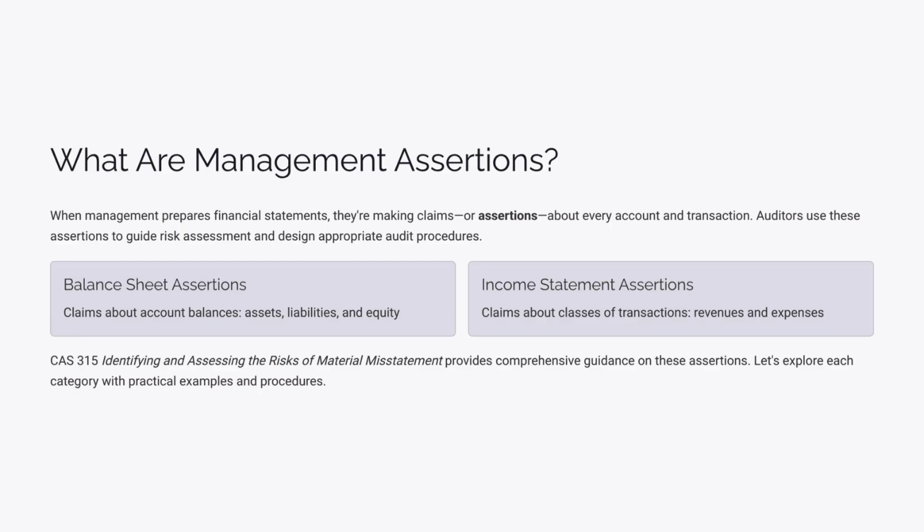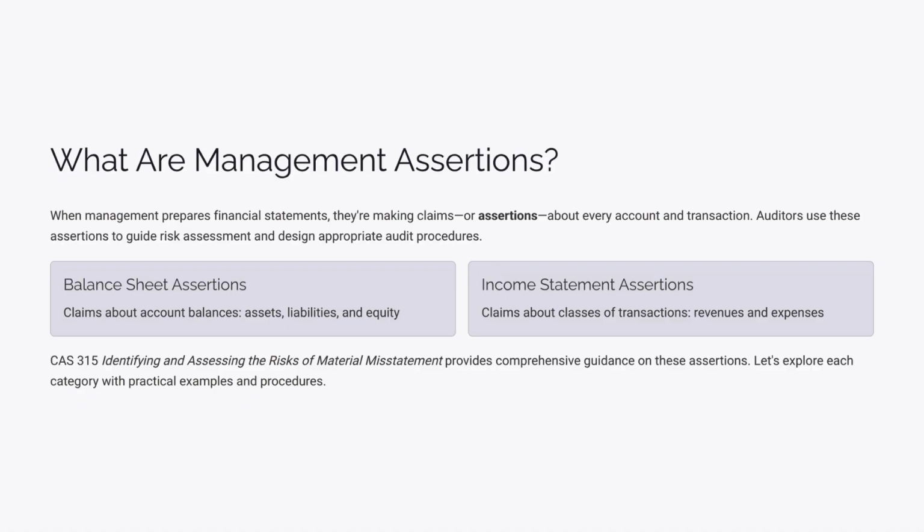All right, let's dive right into the heart of audit planning: assertions, procedures, and how auditors use them to respond to risks. When management prepares the financial statements, they're not just typing numbers into a system. Whether they say it out loud or not, they're making claims, or what we call assertions, about every account and every transaction. Auditors use these assertions to guide their risk assessment and to design appropriate audit procedures.